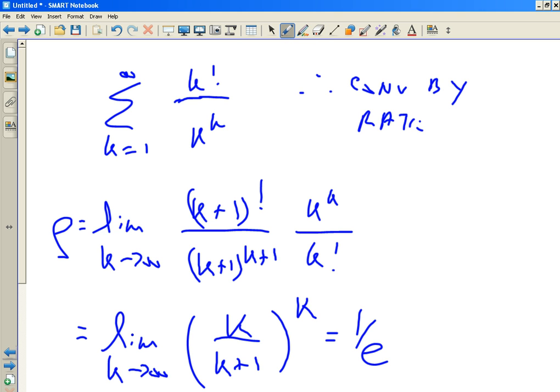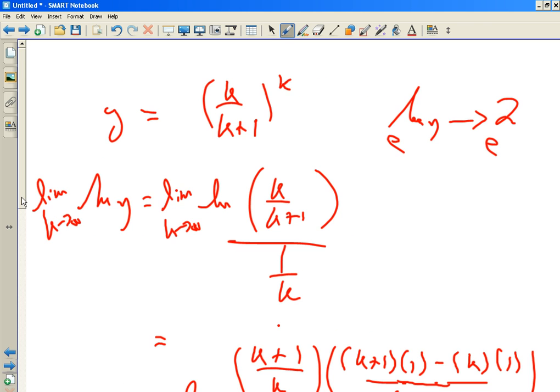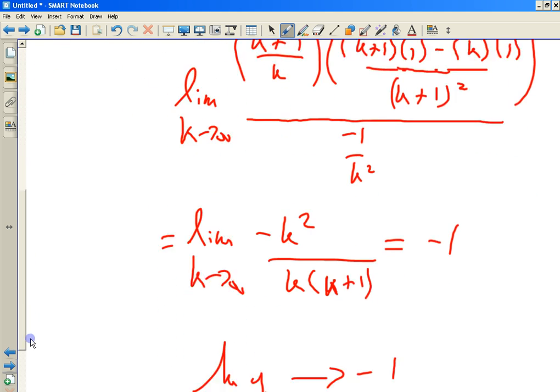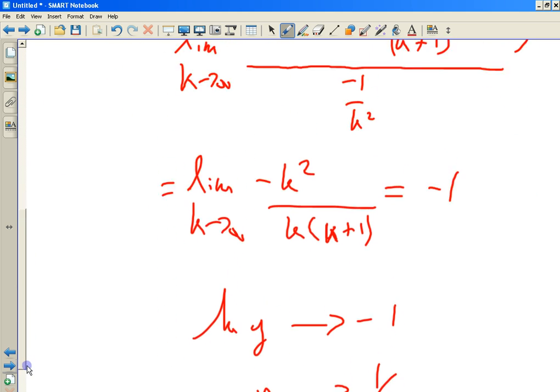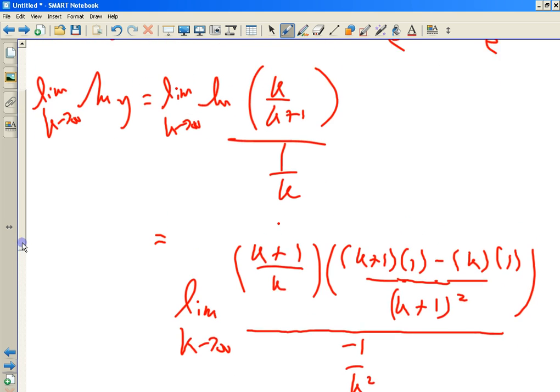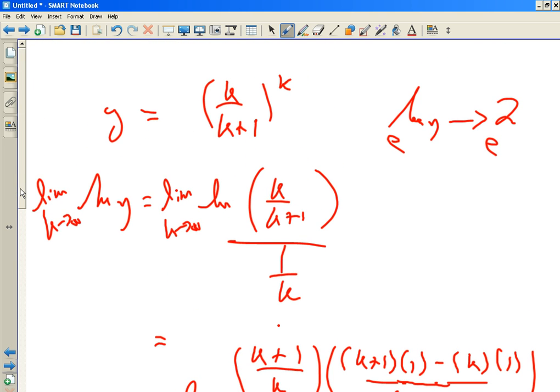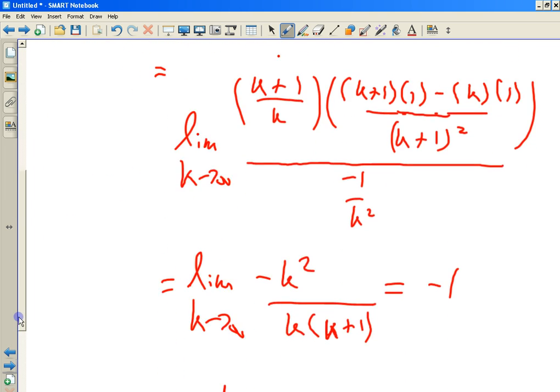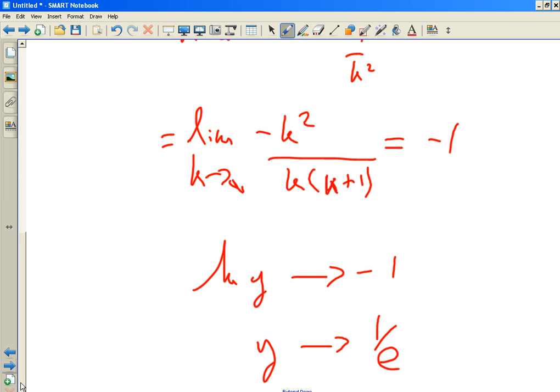Ratio, why am I writing ration? Test, because rho is less than 1. In fact, it's 1 over e. All right, you've got to be able to do limits like this. They're going to ask you limits like this. This comes up. That's about as crazy an indeterminate form as you're ever going to see. That's about as crazy an indeterminate L'Hopital question will become.